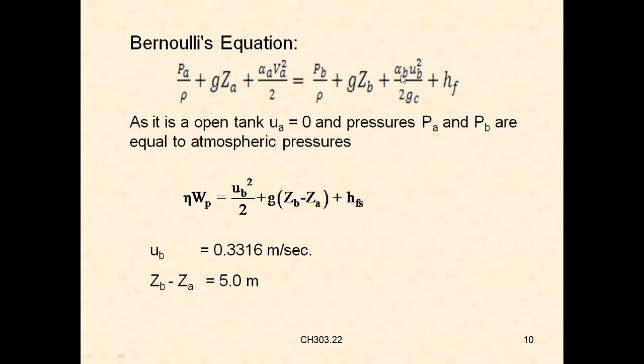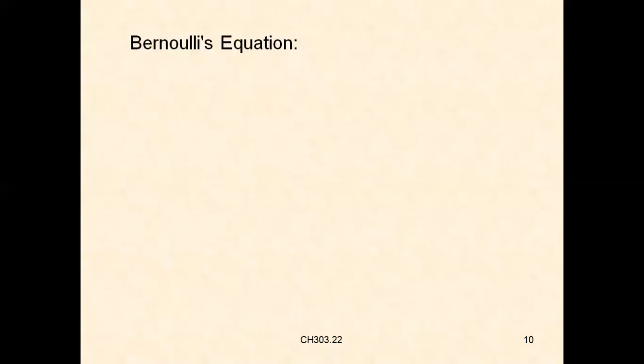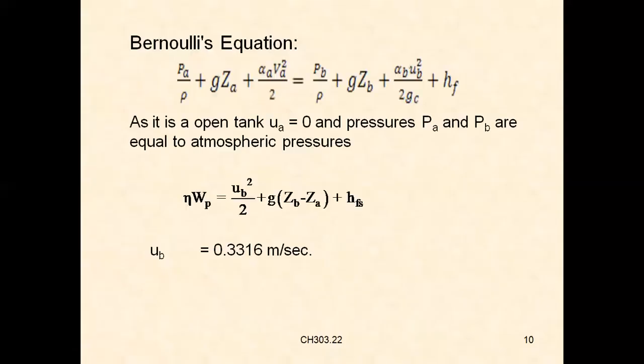Alpha is equal to 2 for laminar flow and alpha is equal to 1 for turbulent flow. So here we have to write alpha also. Alpha value is 2, so alpha B UB square by 2, the 2 will get cancelled. We'll have UB square plus g into ZB minus ZA plus HFS.